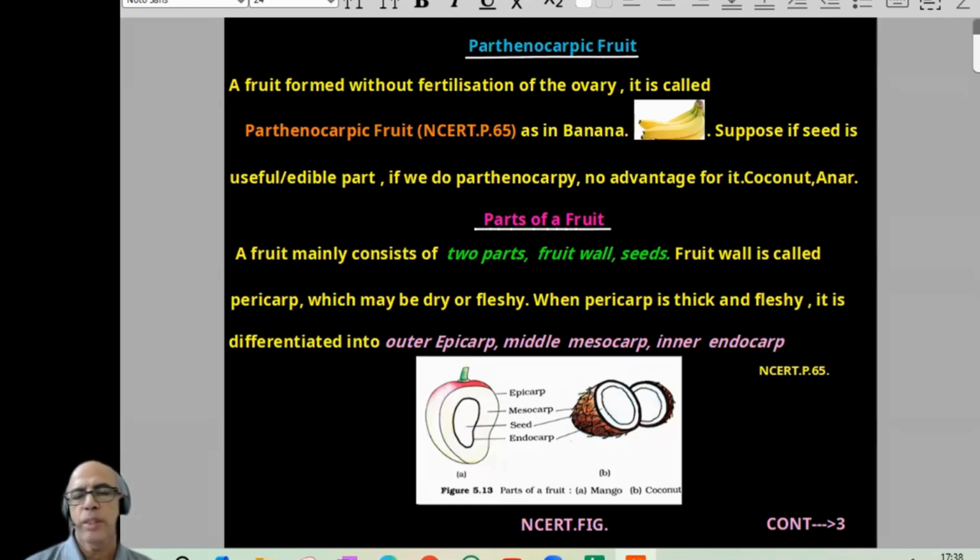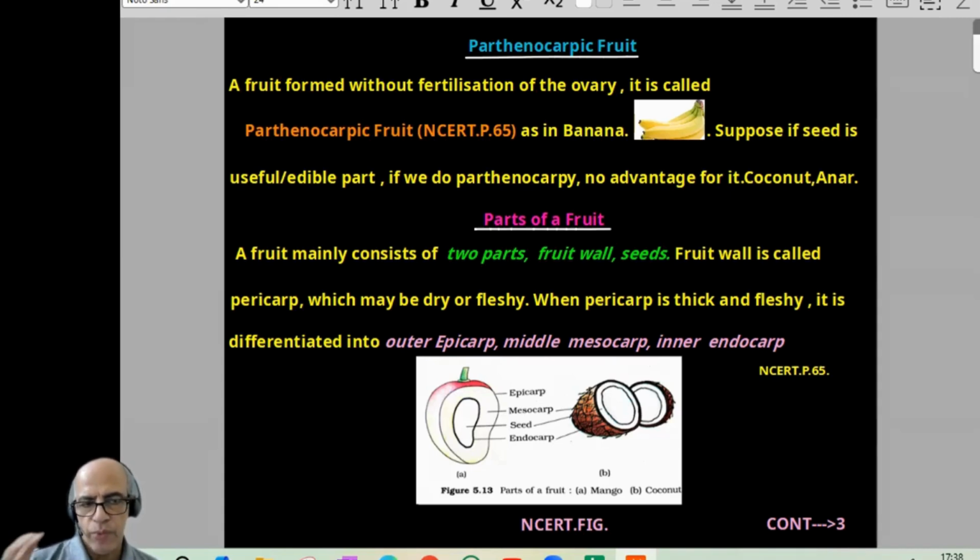This is how NCERT explains it on page number 65, as in banana. Suppose the seed is the useful or edible part. In such a case, if we do parthenocarpy, seed production will not be there, so no advantage. So where the seed is useful or edible, if you do parthenocarpy, it will be a waste. Typical examples are coconut and annar, where the main useful part is connected with the seed. In annar, what we are consuming is the juicy acidic testa. Coconut, you know.